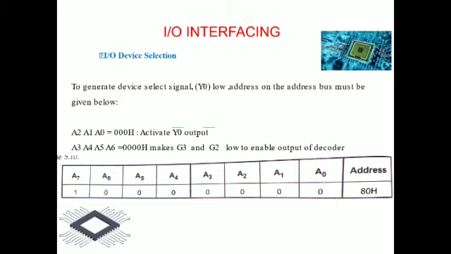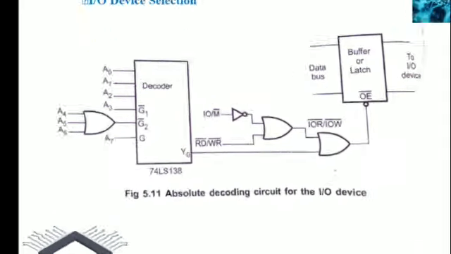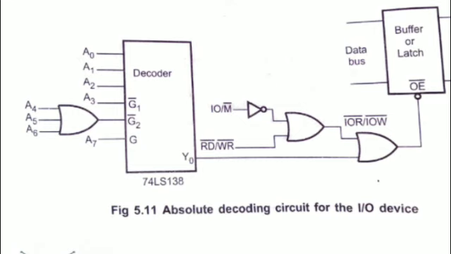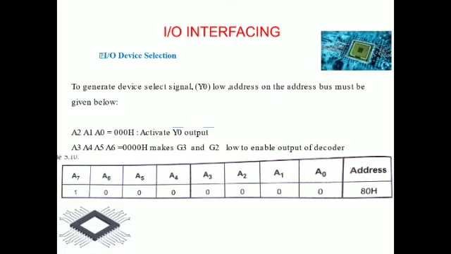To generate a device select signal Y0 low, the address on the address bus must be as given below, that is A0, A1, A2 equal to 000. So this automatically activates the Y0 output. For A3 to A6, all are 0, which makes G1 and G2 low to enable the output of the decoder. Next, when A7 equals 1, it makes G high to enable the output of the decoder. That is, when A7 is equal to 1, it automatically enables the output of the decoder.